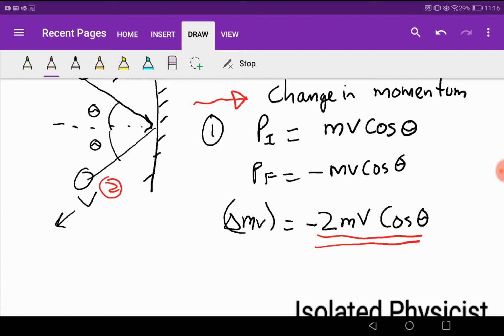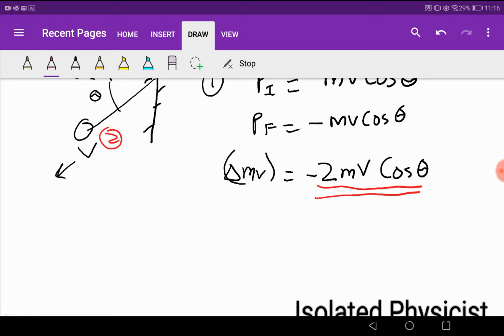Now, I'd like to talk about, so let's do an example first. Let's do a quick example. So we've got a tennis ball of mass. Let's do a worked example.